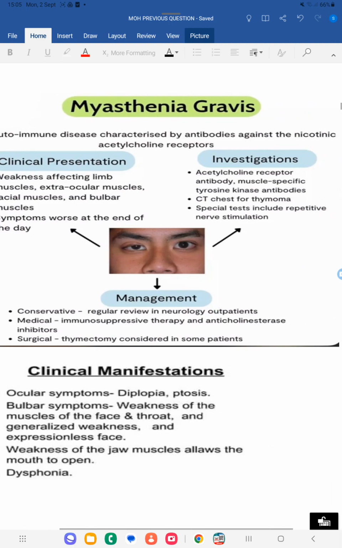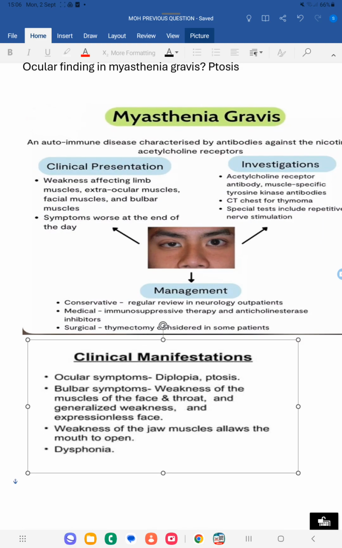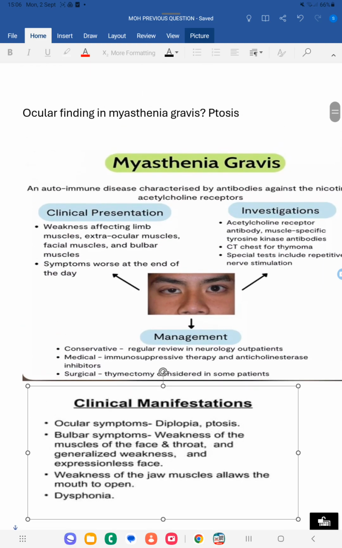In the investigations, you will find acetylcholine receptor antibody, and you have to do a CT chest, because those who have myasthenia gravis can get thymoma. There are also special tests like repetitive nerve stimulation. These are the investigations you have to do for identifying myasthenia gravis. The ocular findings in myasthenia gravis are ptosis, which is a drooping eyelid, and diplopia. These are the eye symptoms you will get due to myasthenia gravis.